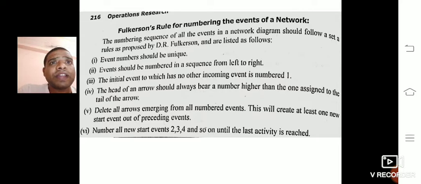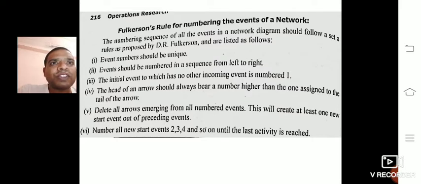Second, events should be numbered in sequence from left to right. We can start from left to right. The initial event, which has no incoming event, is number 1. The first event that we name as number 1 has no incoming event, because it is the starting activity.